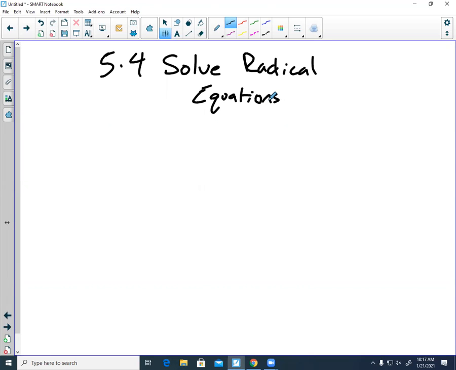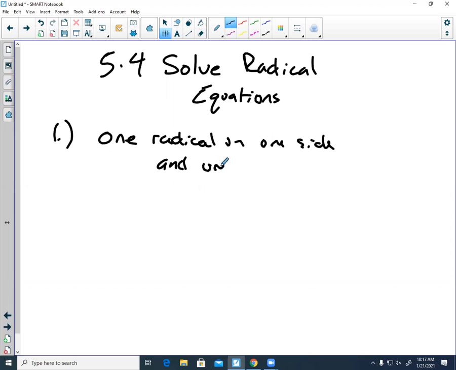So we're going to start out with equations and kind of beat that to death, and hopefully understand what it means. But the three things that can happen. Number one is you have one radical on one side and one term on the other.